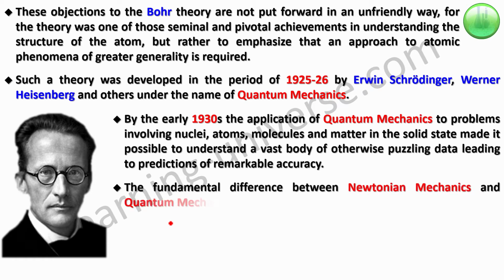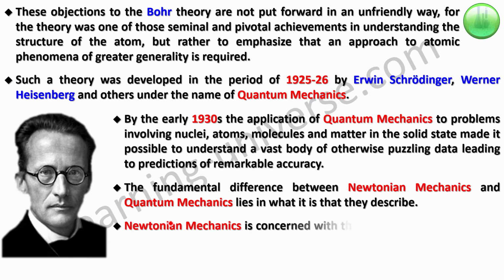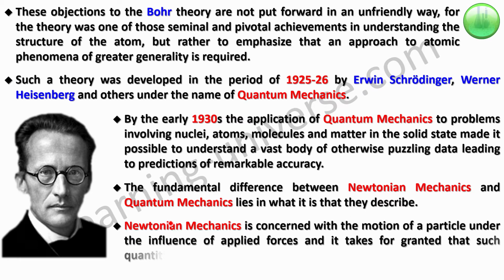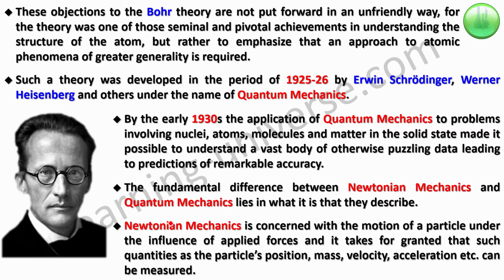Now, the fundamental difference between classical or Newtonian mechanics and quantum mechanics lies in what it is that they describe. And this is very, very important to understand. Newtonian mechanics is concerned with the motion of a particle under the influence of applied forces, and it takes for granted that such quantities as the particle's position, mass, velocity, acceleration, etc. can be measured. So Newtonian mechanics assumes that all physical quantities can be measured.